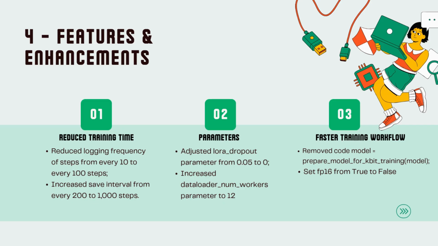In addition, we also increased the num_workers parameter to 12, corresponding to the total number of CPU cores available on Google Colab for the A100 GPU. This helps reduce the GPU idle time. Finally, we removed the code in the base notebook, model equals prepare model for k-bit training, and set FP16 from true to false to reduce the startup time.